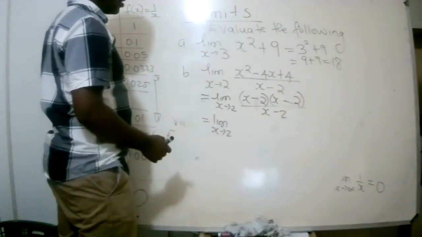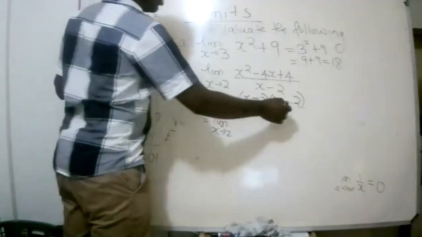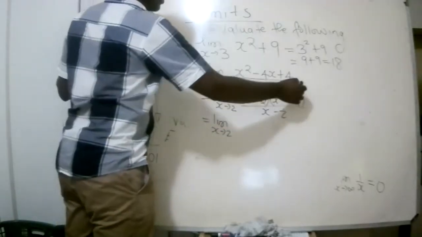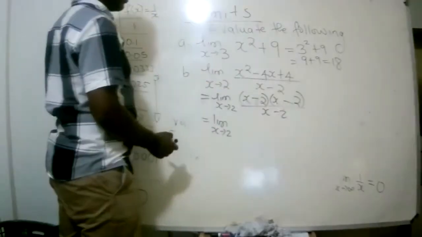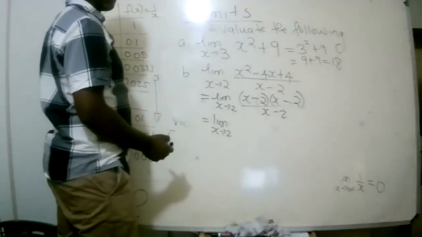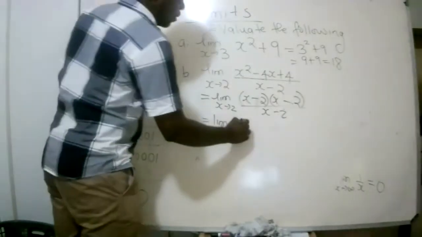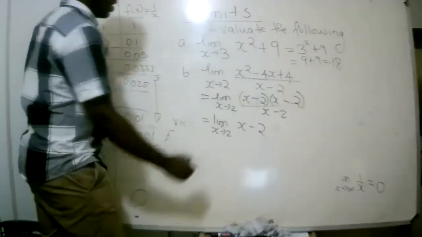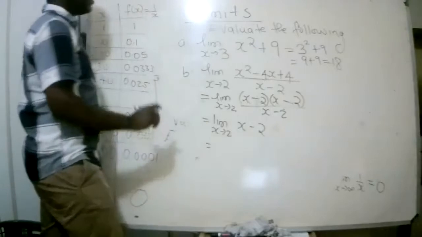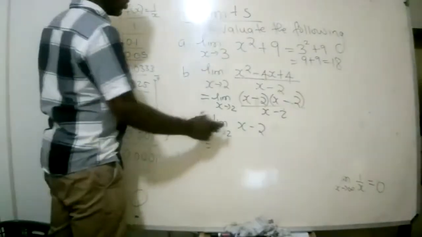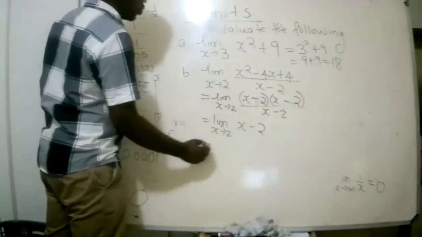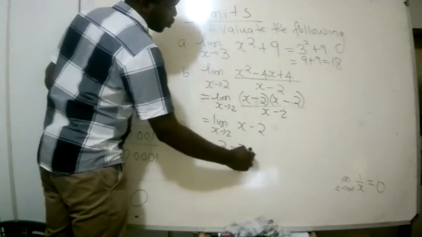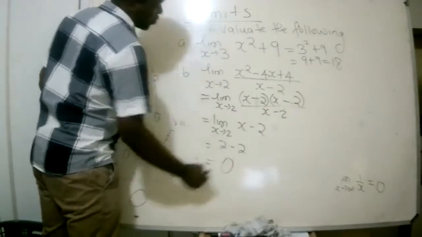What are you going to get? So x minus 2 can cancel with x minus 2, and you're left with what? x minus 2. We're left with x minus 2. Very true. So that is what we're looking for. Then after having that, you can do the direct substitution. Where we have x, we can substitute 2. So we're going to get 2 minus 2, which gives us an answer of 0.